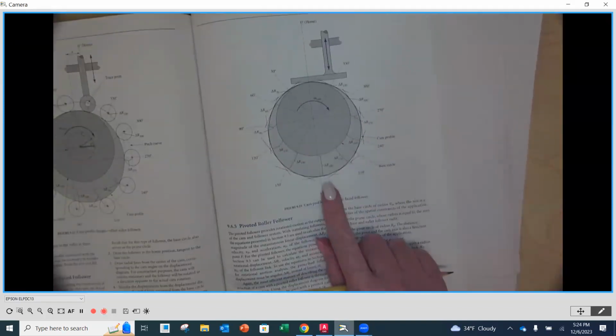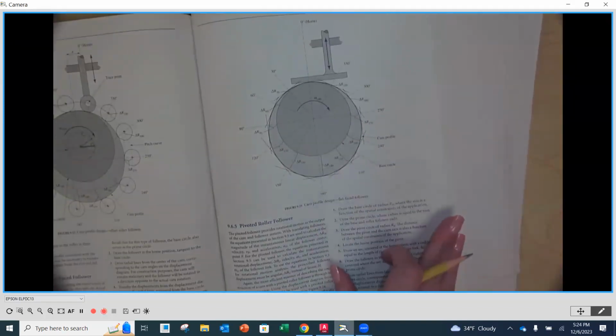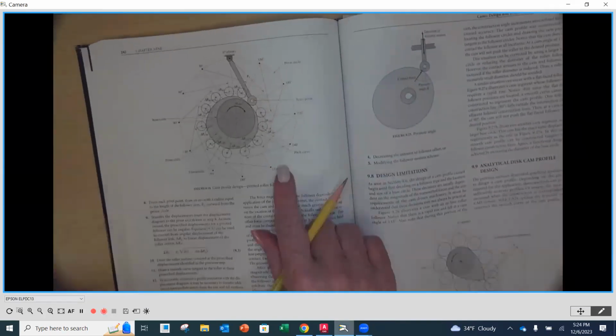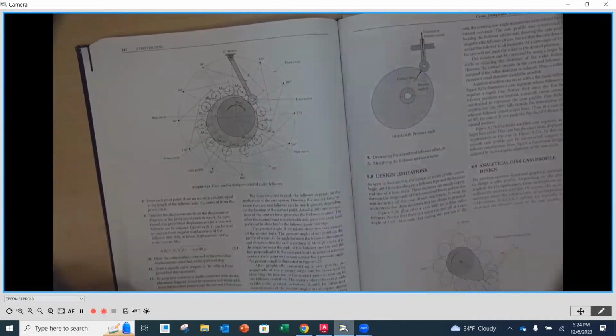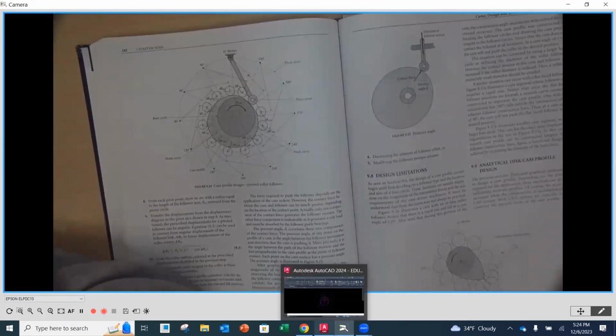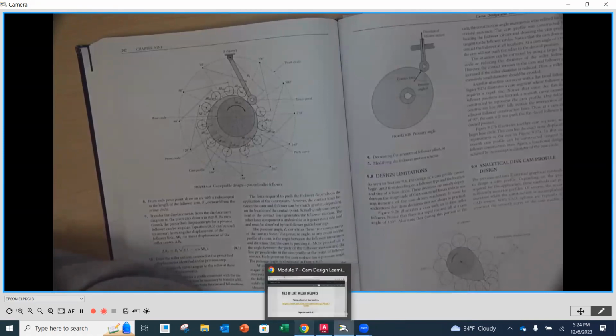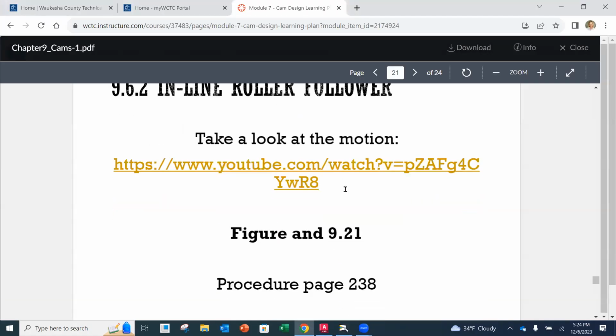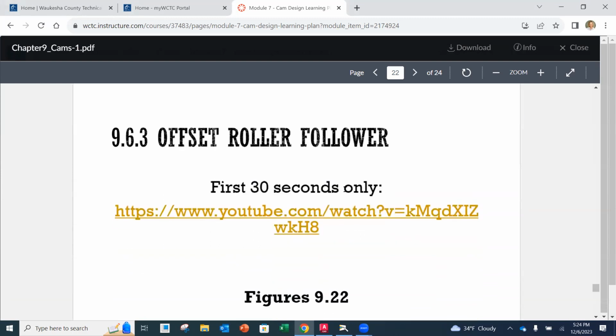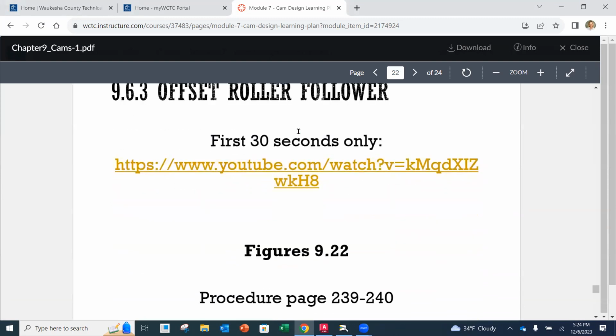Okay. So as we go forward, if you are ever curious or wanted to use this for reference, here's the construction for the flat-faced follower. And then there's also one for a pivoting follower. But I don't have those assigned for you guys. So let's go back to our PowerPoint presentation. Oh, and I do have an offset roller follower. Let's take a peek at that.